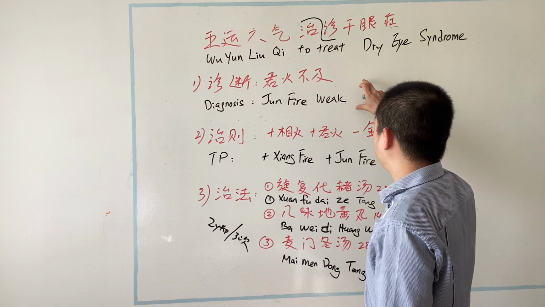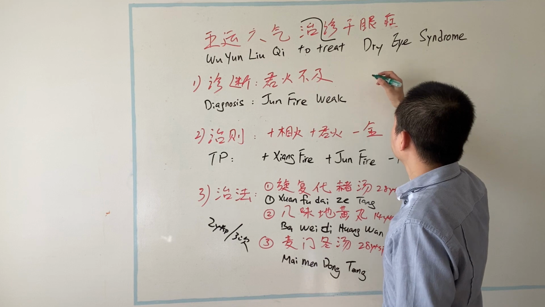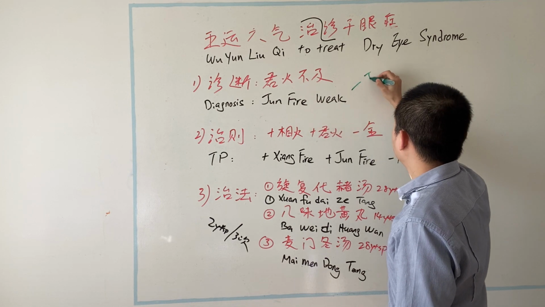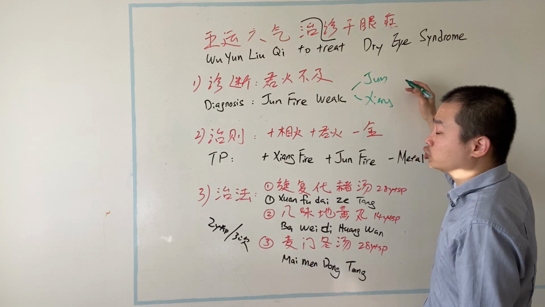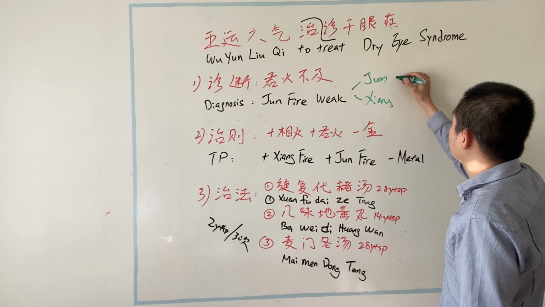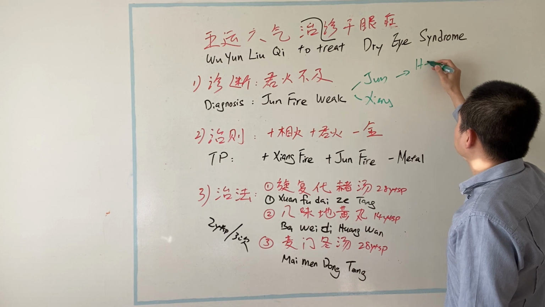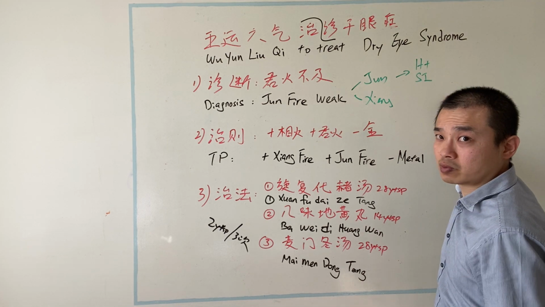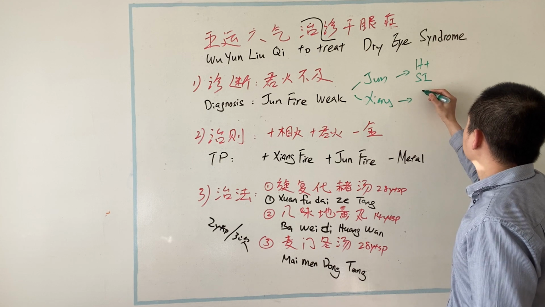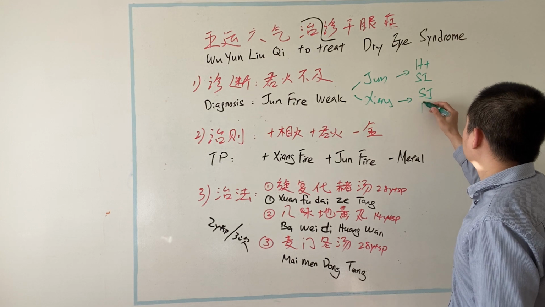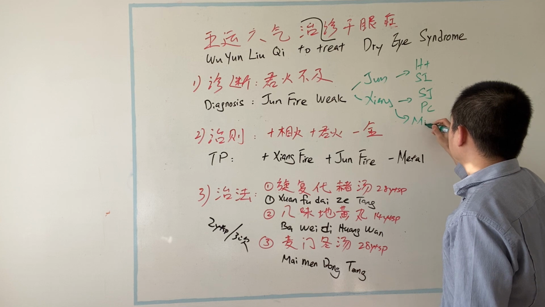So for information, in Wu Yun Liu Qi we have two fires. One we call Jun fire, the other one we call Xiang fire. Okay, what is the difference between Jun fire and Xiang fire? Jun fire is your heart and small intestine, when it comes to meridians and organs. Xiang fire is sanjiao and pericardium. Now, Xiang fire also means 命门.